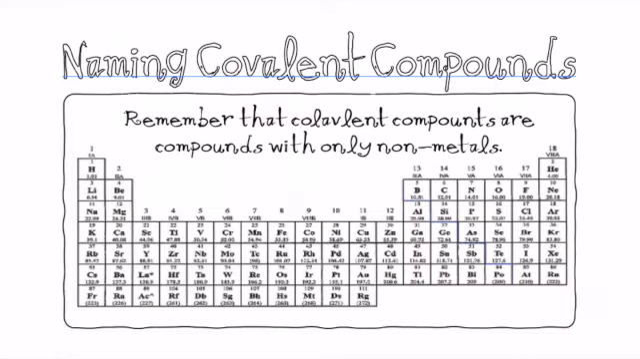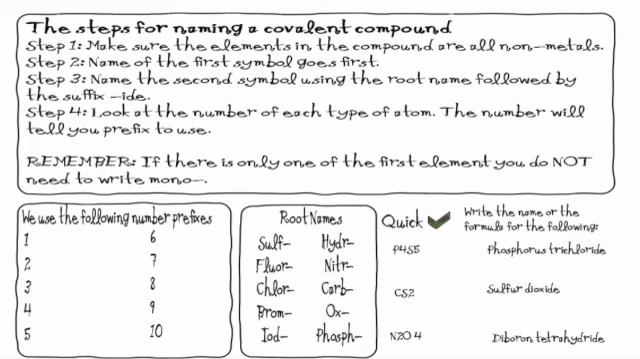Naming covalent compounds. Remember that covalent compounds are compounds with only nonmetals. The first step for naming a covalent compound, make sure that the elements in the compound are all nonmetals. The name of the first symbol goes first. Step 3, name the second symbol using the root name followed by ide. Then look at the number of each type of atom. The number will tell you which prefix to use. Remember, if there is only one of the first element, you do not need to write mono.